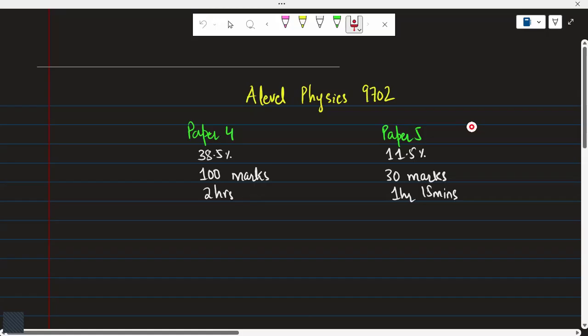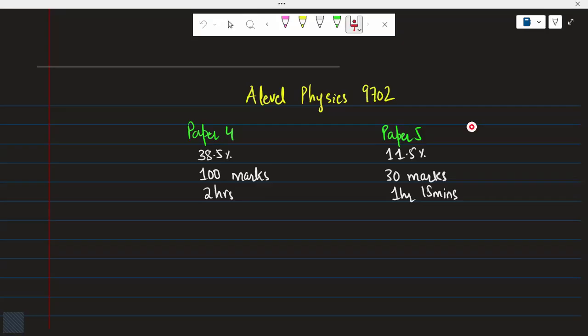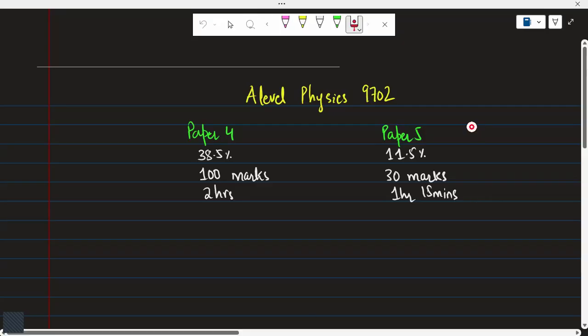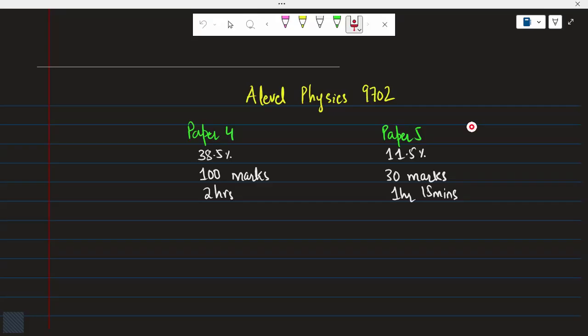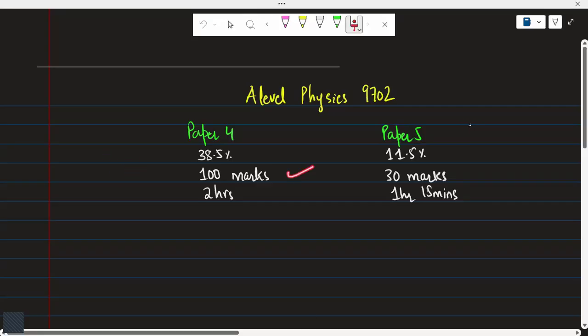It is of 100 marks and you'll have 2 hours for this. For paper 5, its weightage is similar to paper 3, and this paper is also similar to paper 3. However, paper 3 was attempted inside the lab. Over here in paper 5, you have to do it in an alternative-to-practical way. You basically have to design an experiment on the paper rather than setting up the experiment and the apparatus. You'll have 30 marks and 1 hour and 15 minutes to attempt this paper. For paper 4, I forgot to mention that this would be a theory paper, just like your paper 2, and you'll have 100 marks for this paper and 2 hours.